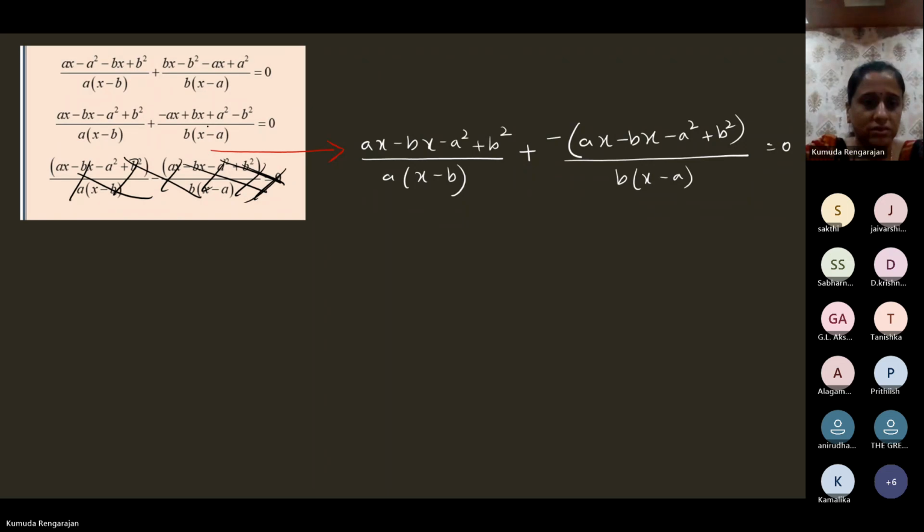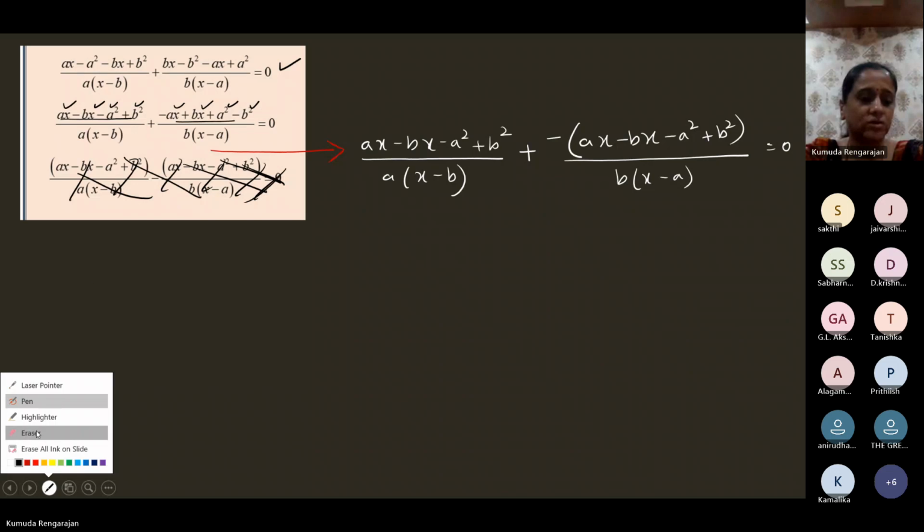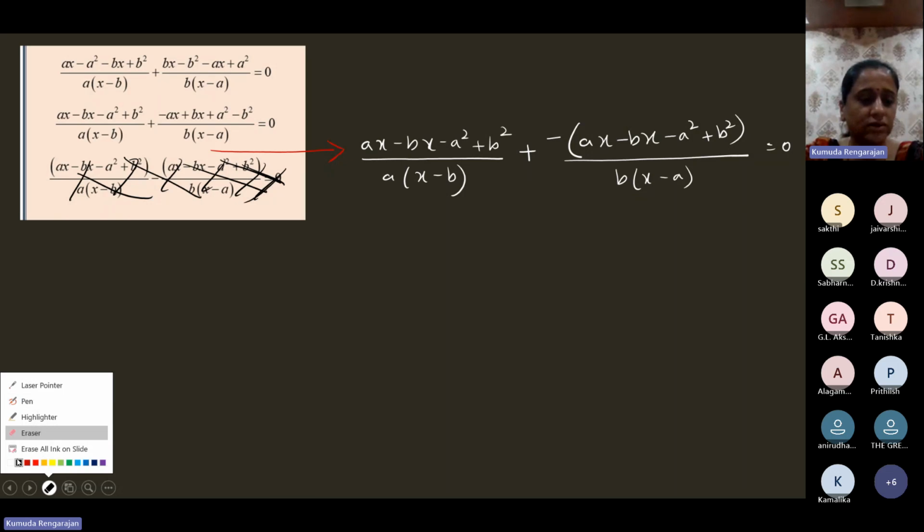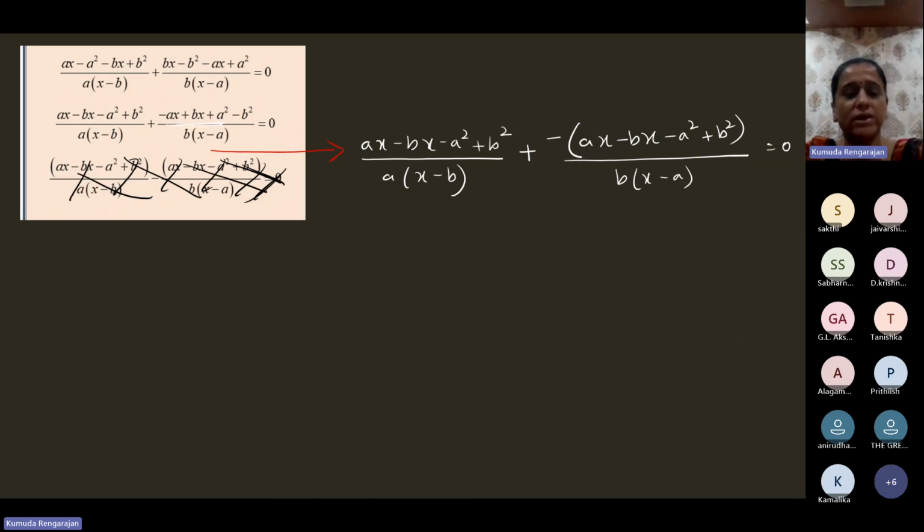After the step, till here we understood. Now, the next step, we have just rearranged the terms. We've written the x terms first, and then the a square and b square terms. Here also the x terms first, and then the a square and b square terms. Okay. Then when you check the terms in the numerator here and here, we see that they're the same, except that they have opposite signs. So what you do is we take out a minus common in the second numerator. Here we take out minus common.